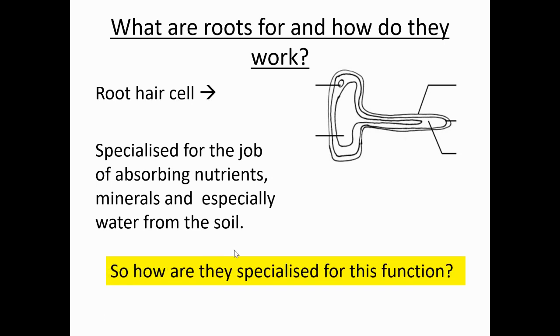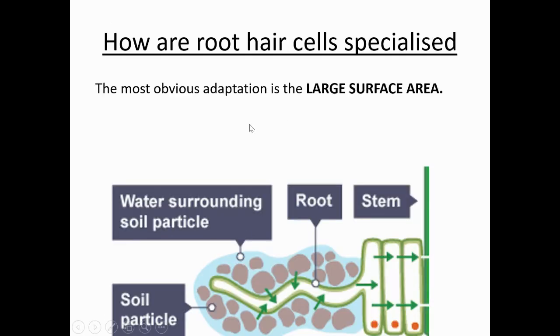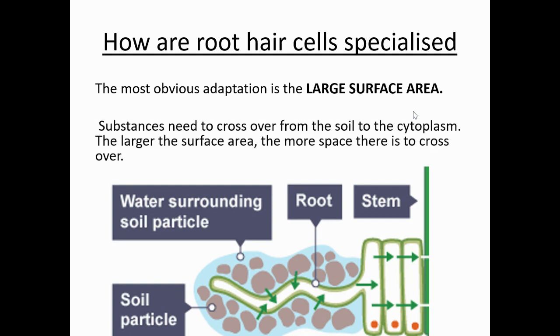Okay. So how are they specialized? Well, the first thing to notice about those compared to normal cells is that they've got this hair-like protrusion sticking out of them. This means it's got a really large surface area. Surface area, I suppose, is the total area of the surface of the cell. Substances need to cross over from the soil into the cytoplasm of the cell. They have to move from the soil into the plant, and having a large surface area means more space for the substances to cross over.